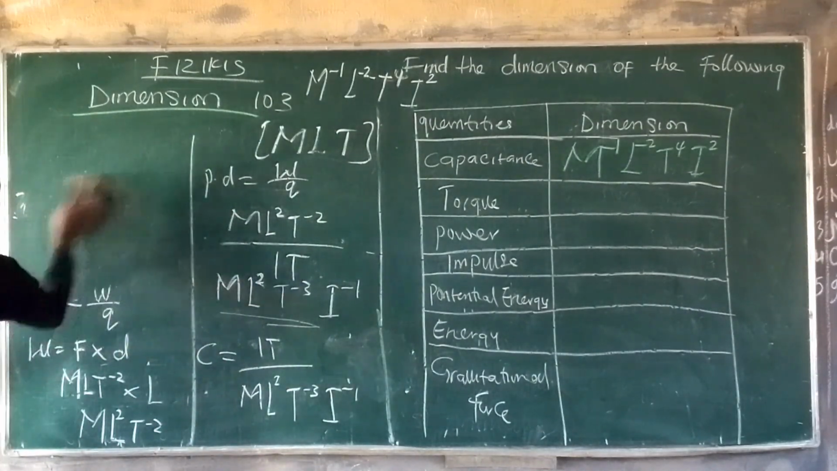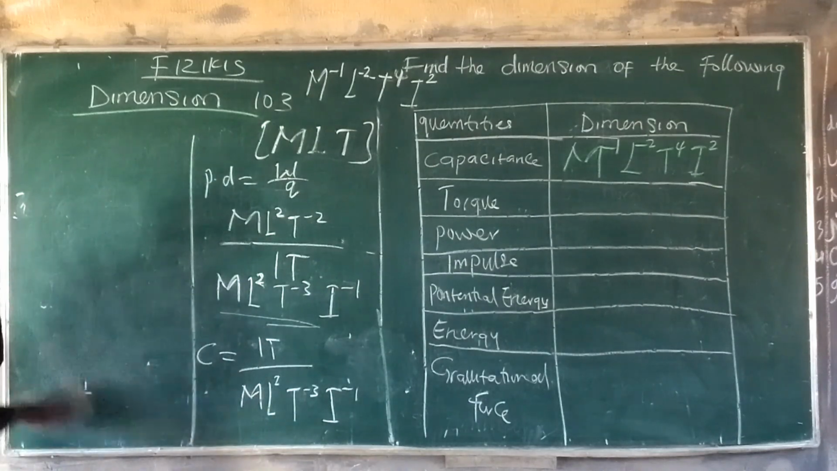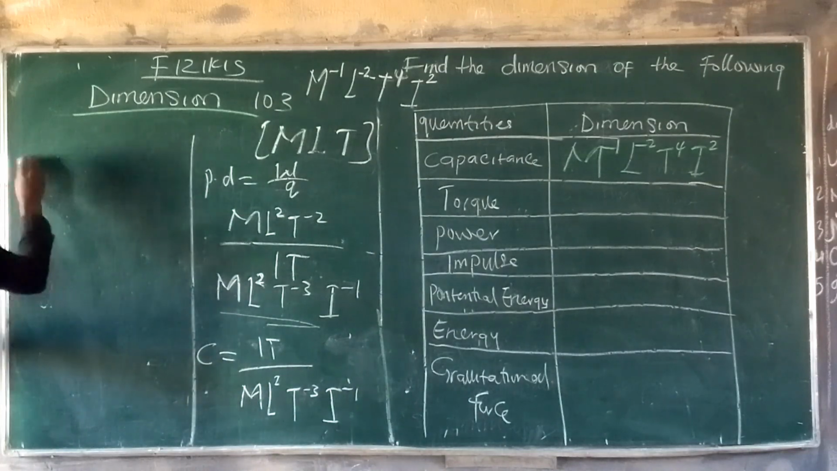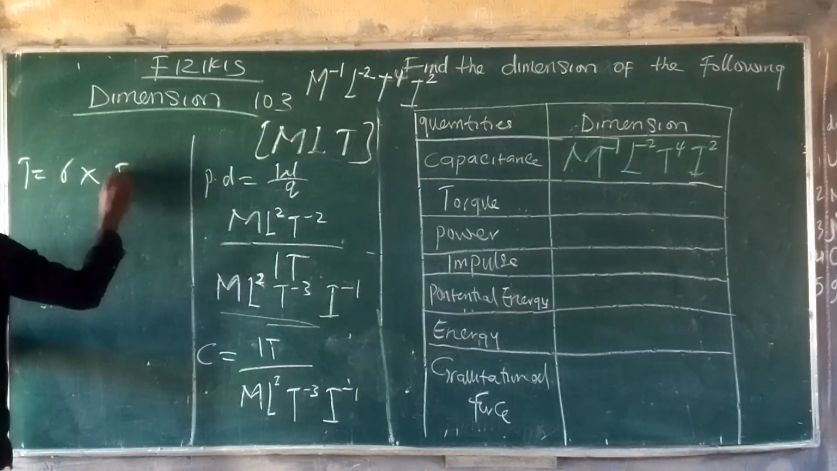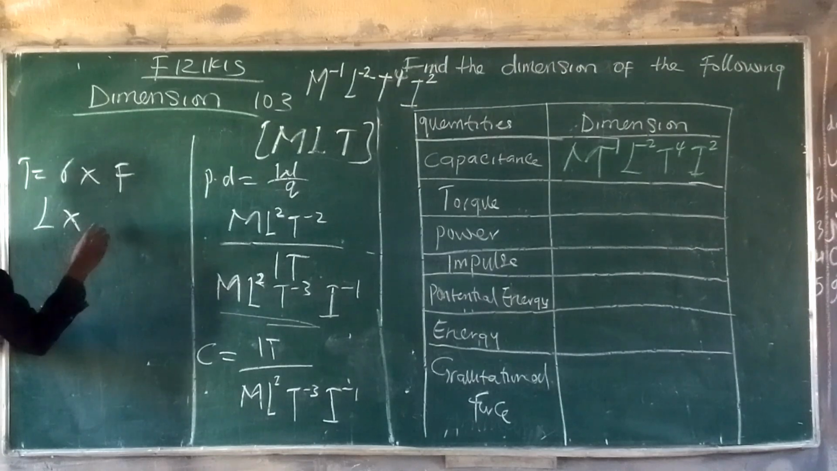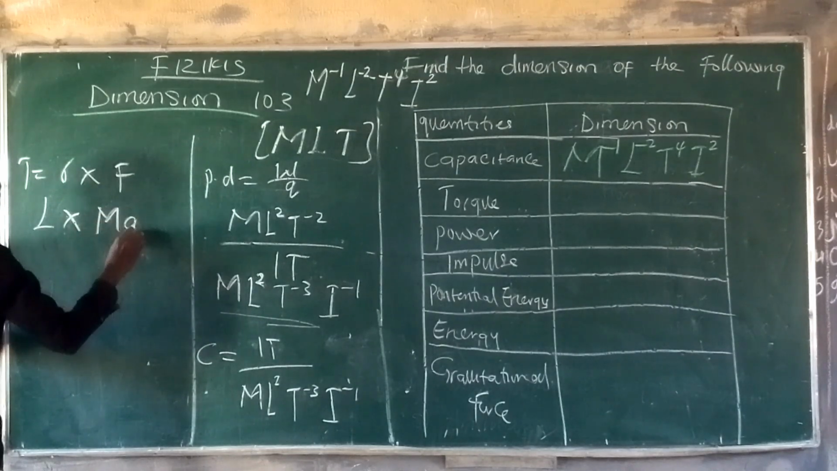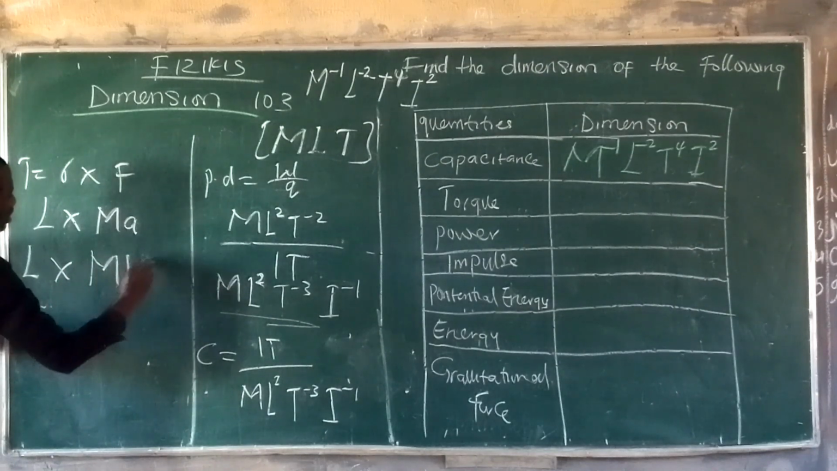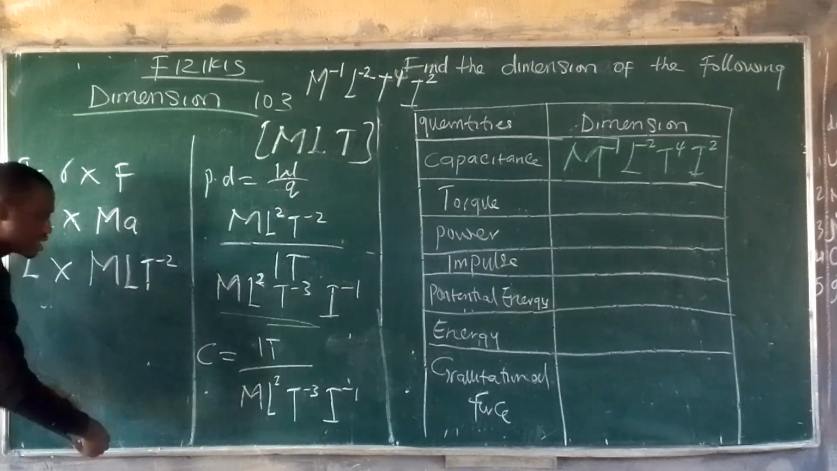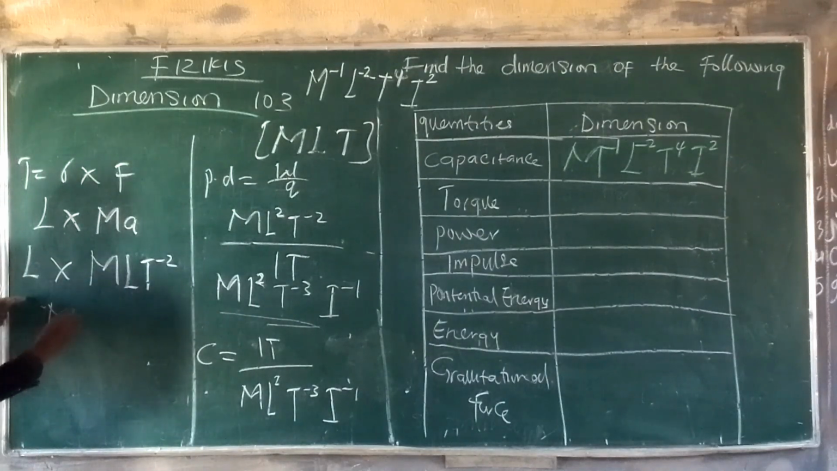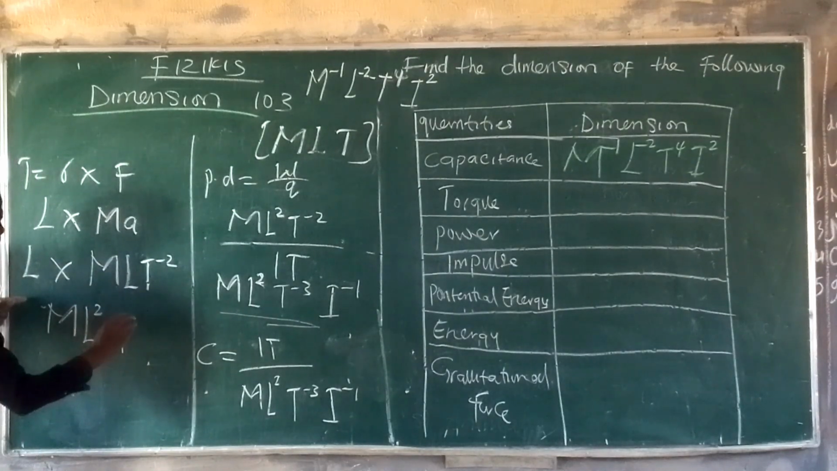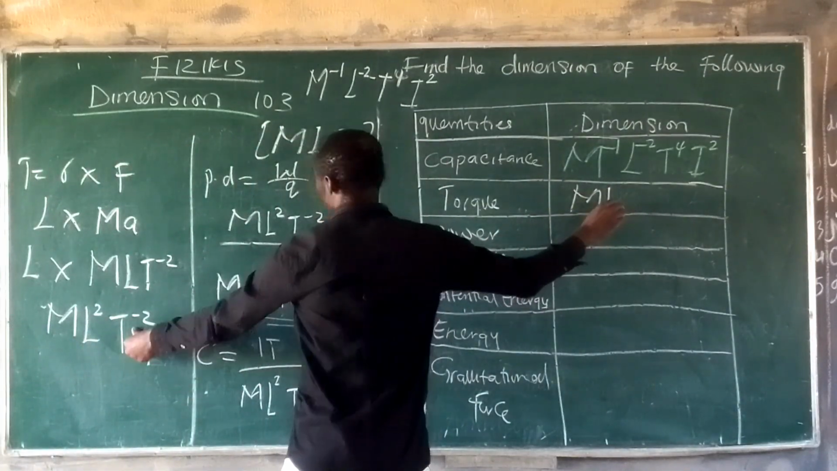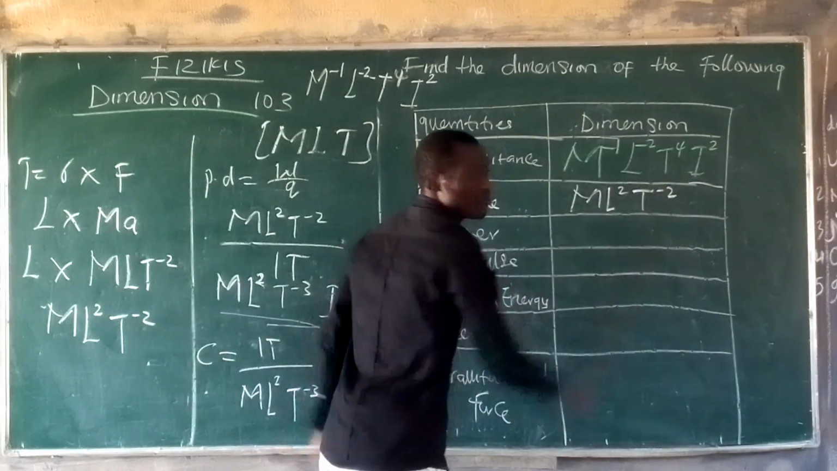Now we're going for the dimension for torque. We want to find the formula for torque. Well, torque is radius times force. Radius is L, force is mass times acceleration. So radius is L times MLT minus 2. Remember I got force to this side. So we're going to have 1 plus 1. This is ML to the power of 2, T minus 2. So torque is ML to the power of 2, T to the power of minus 2.